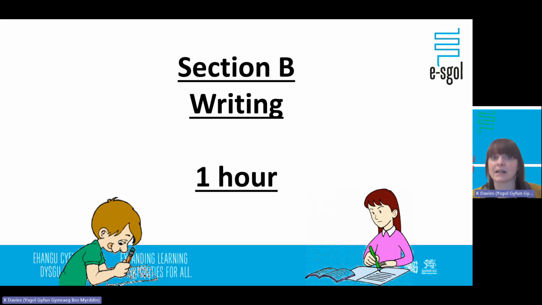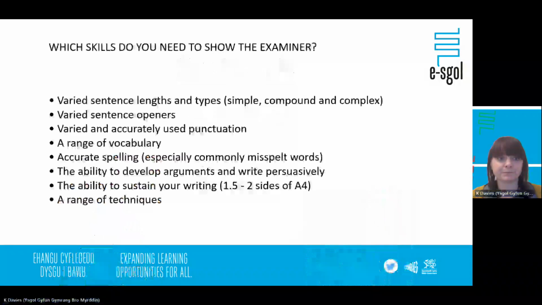And similar to Section A, what you have here is 1 hour allocated to this part of the examination paper. So it's very important that you keep yourself mindful of the time that's being allotted, okay? So the skills that you're going to need in order to show the examiner what you're capable of. So things like varied sentence lengths and types.